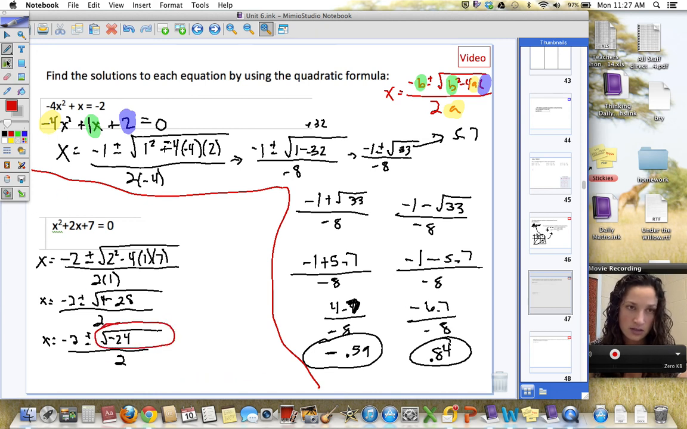Mainly, actually, because of that. When I have a negative inside a square root, I can't do it. So for this, there are no solutions. I cannot do this. You cannot have a negative inside a square root.